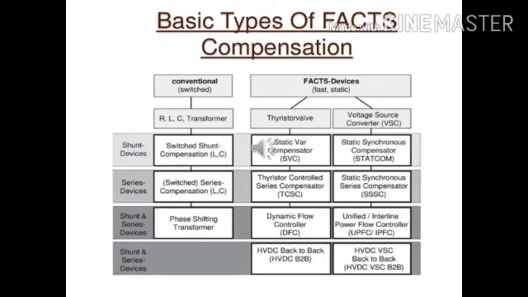These are the different types of FACTS compensation. Here we have the basic types of FACTS compensation. In the left side column, we can see the conventional types of compensation devices, which are not very efficient. On the other hand, the right side column represents the FACTS devices, which are fast and static. FACTS devices are further classified into two different groups. The first one is thyristor based FACTS devices. The second one is voltage source converter based FACTS devices.